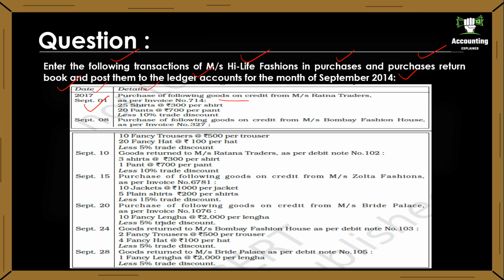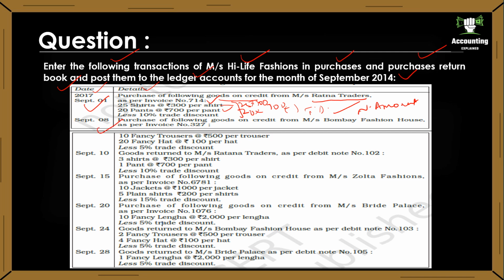On September 1, purchase of the following goods on credit from Messrs. Ratna Traders as per invoice number 714. 25 shirts at rupees 300 per unit, so 25 into 300 amount should be written. 20 pants at 700 per pant, so 20 pants into 700. The total amount should be written. Less 10% trade discount on this. The trade discount should be deducted and the net amount will be transferred to the purchases journal book.